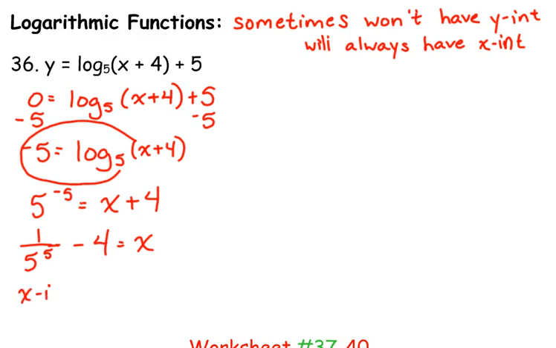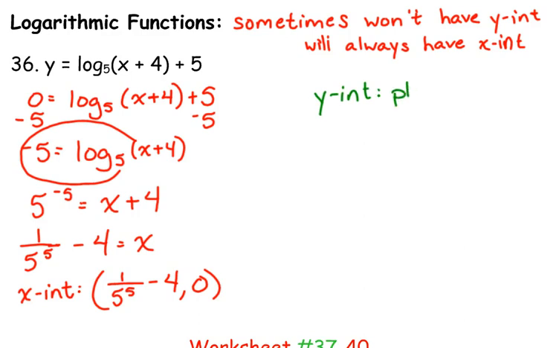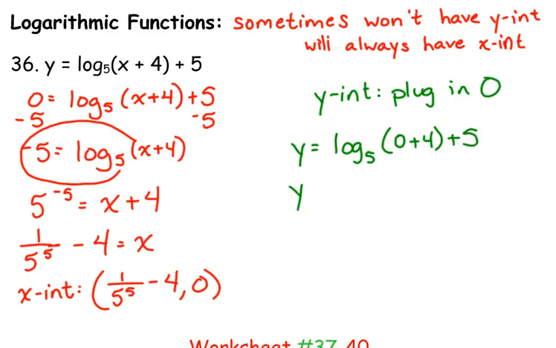So that's our x-intercept, 1 over 5 to the 5th. Now, if you really want to, yeah, you can type 5 to the 5th into your calculator, but you don't have to. Now, for our y-intercept, plug in 0. So y equals the log base 5 of 0 plus 4 plus 5. 0 plus 4 is 4.